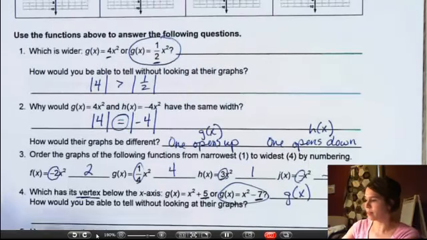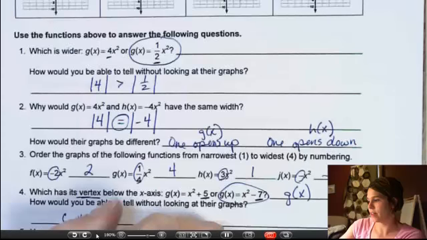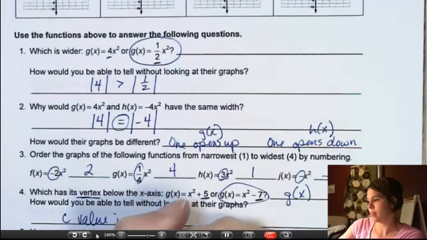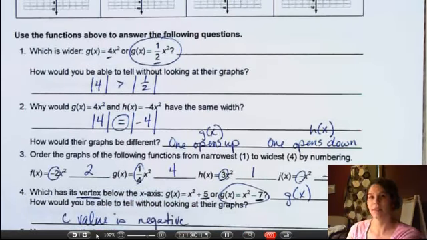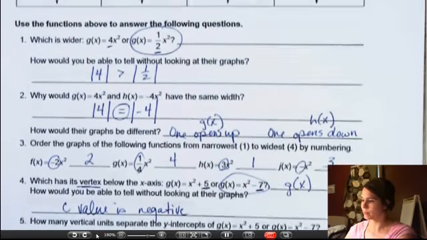How would you be able to tell? The c value is negative. That's what shifts it down below the x-axis.